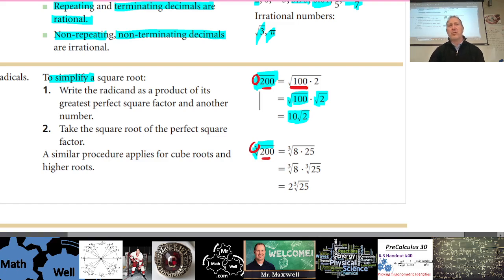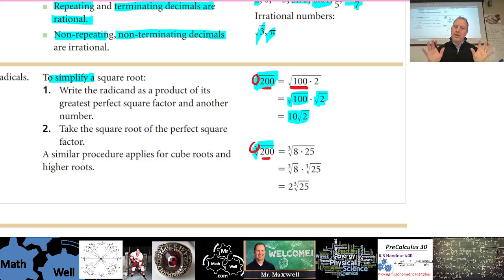And then the perfect cubes, probably up to 10 cubed would be good. So if you can memorize up to 8 cubed, 9 cubed, 10 cubed, if you can memorize those, that would be great.